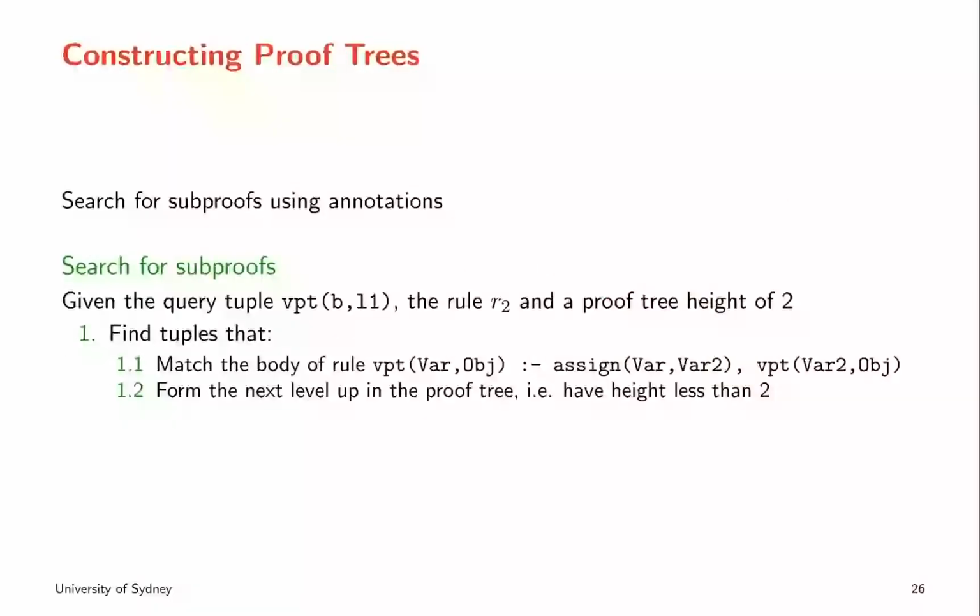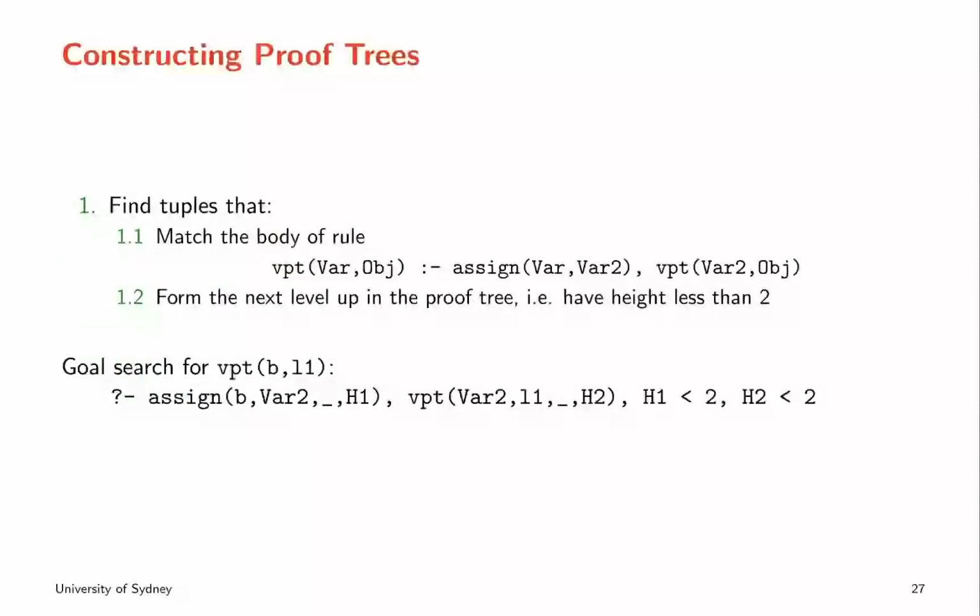How this works is we want to search for subproofs by using the proof annotations we computed earlier. What this search for subproofs looks like is, say we have our query tuple, which is bpt b and l1, we have our rule r2, and we know that the proof tree is of height 2. So we know the rule and the proof tree height from the annotations. The idea is, again, we want to find a subproof. We want to find tuples that match the body of the rule such that they produce our query tuple, and they also form the next level up in the proof tree. In other words, they have a height of less than 2.